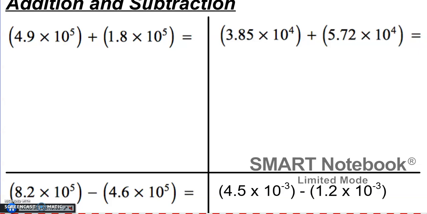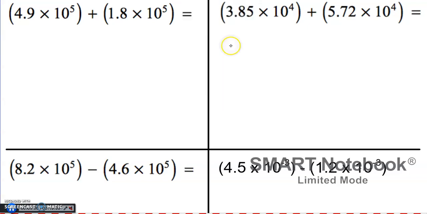So let's look at problem number 1. We have 4.9 times 10 to the 5th plus 1.8 times 10 to the 5th. What we want to first look at is, okay, do we have the same power of 10?